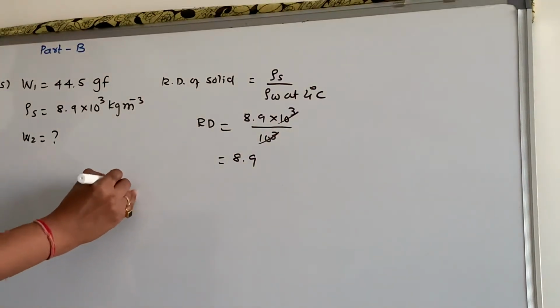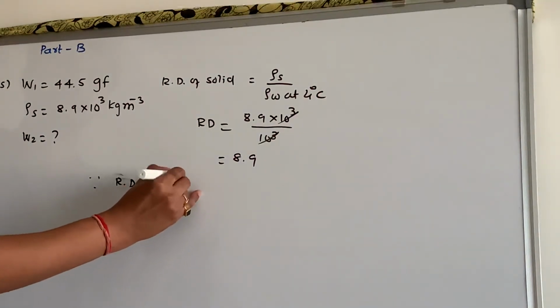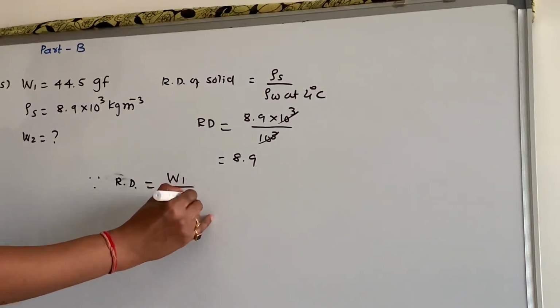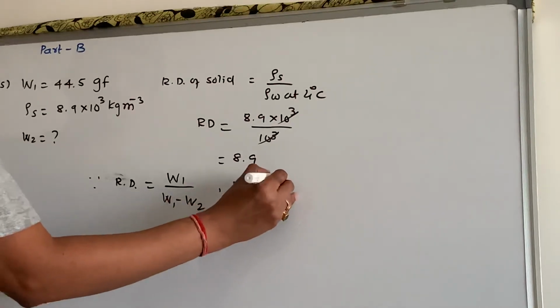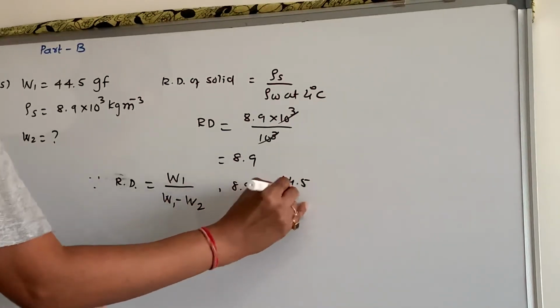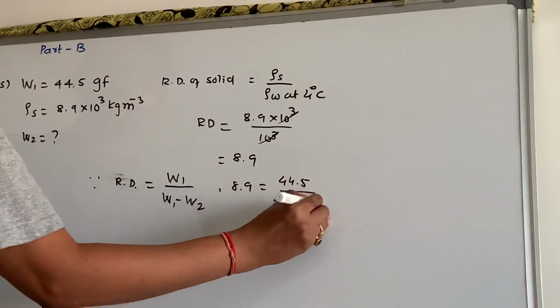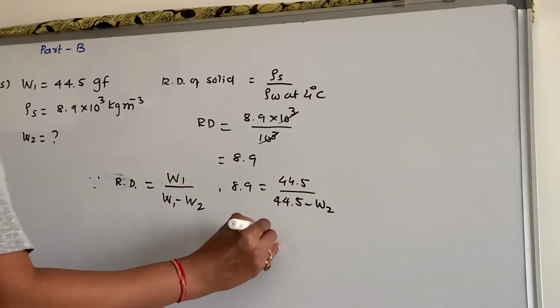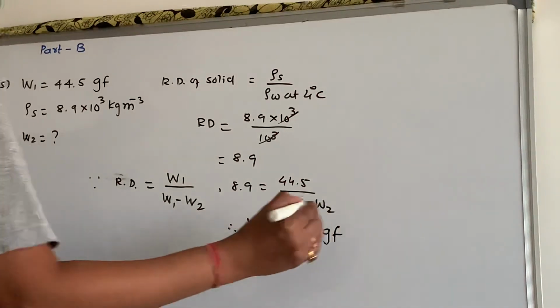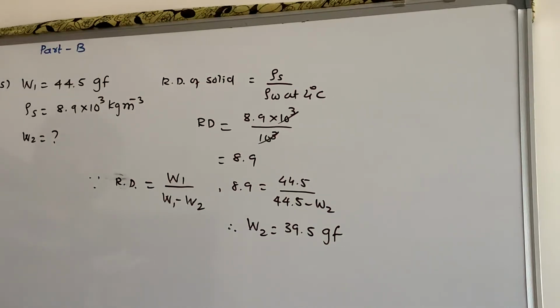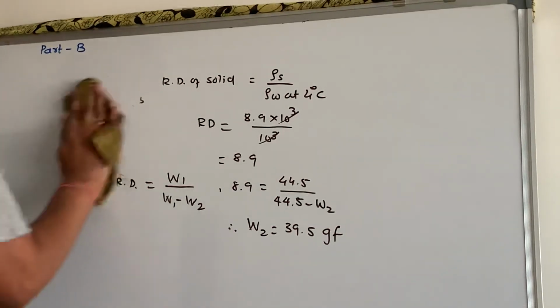Now since RD is equal to W1 upon W1 minus W2, right? So if you substitute the value, this is 8.9, W1 is 44.5, this is 44.5 minus W2. If you solve, this comes out to be W2 is 39.5 gf. In the textbook, this answer is given as gm, which is wrong. It should be gf, right? And we'll go with the last sum, that is 16. Check.